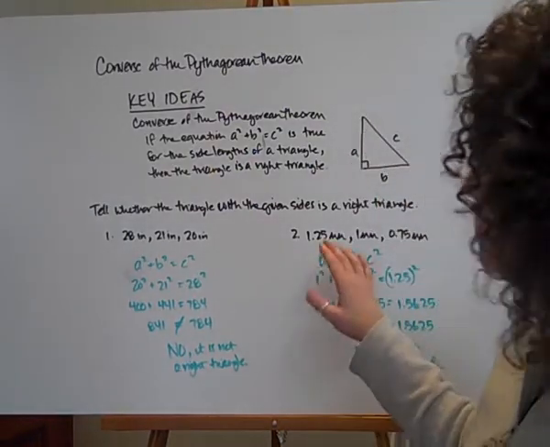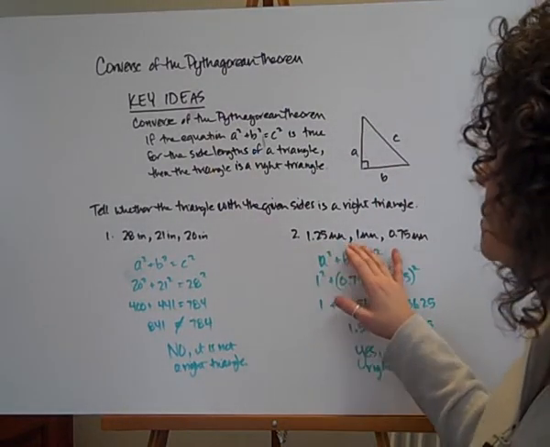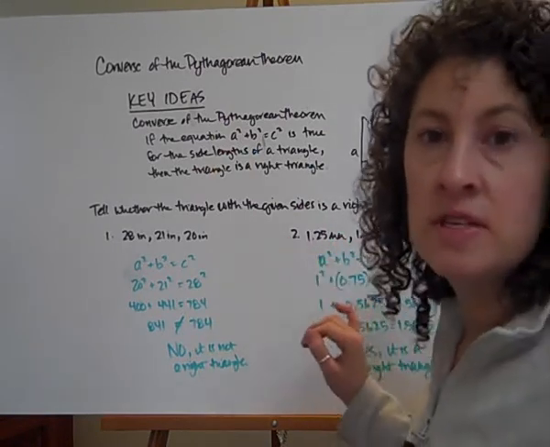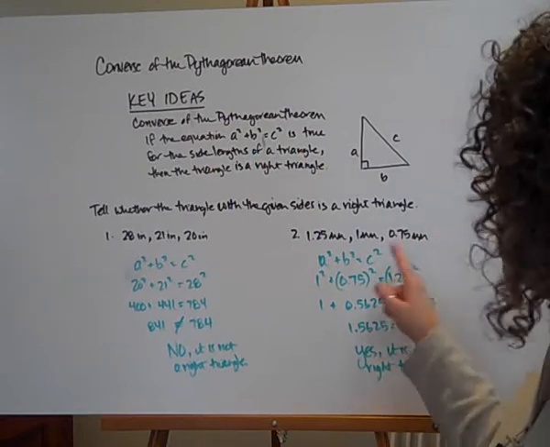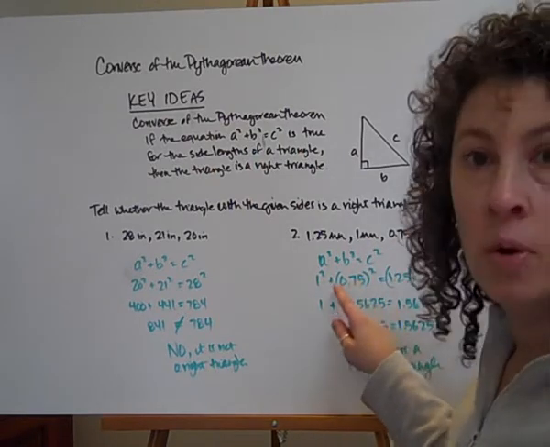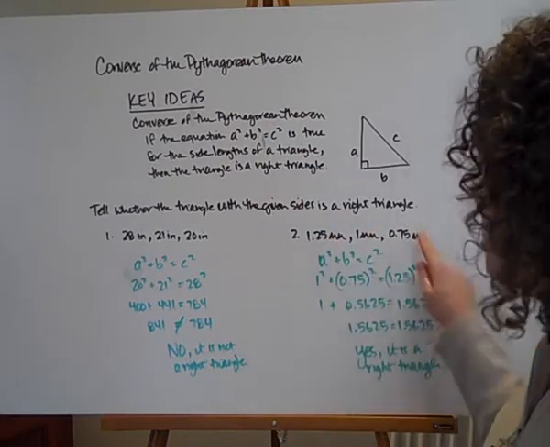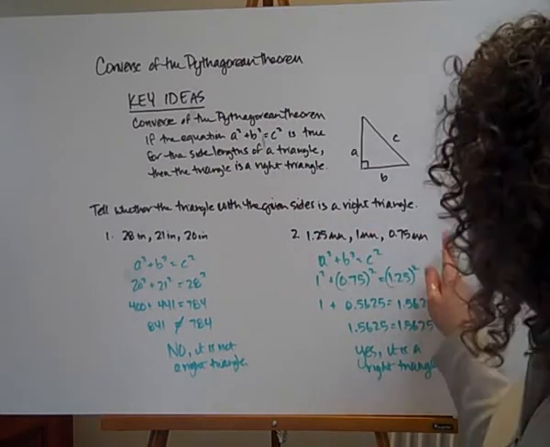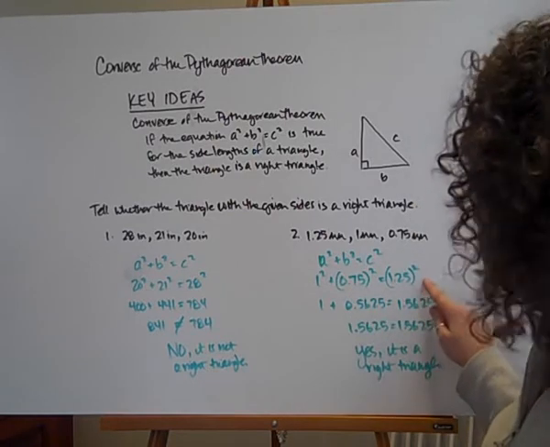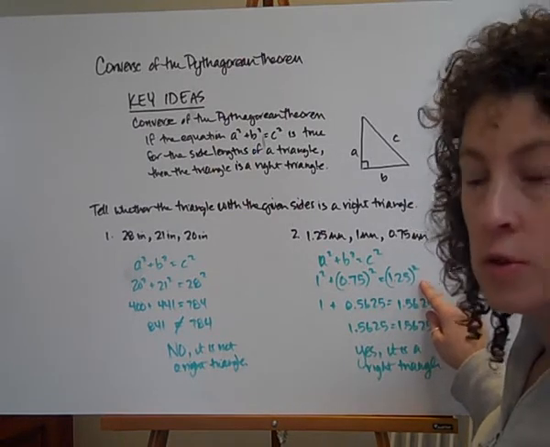One more: 12,500 millimeters, 1 millimeter, and 7,500 millimeters. Let's see if this is a right triangle. Again, I want to take the two smallest sides and put them in for my legs. The largest side should be over here as my hypotenuse. So I'm going to put my 1 squared plus 7,500 squared equals 12,500 squared.